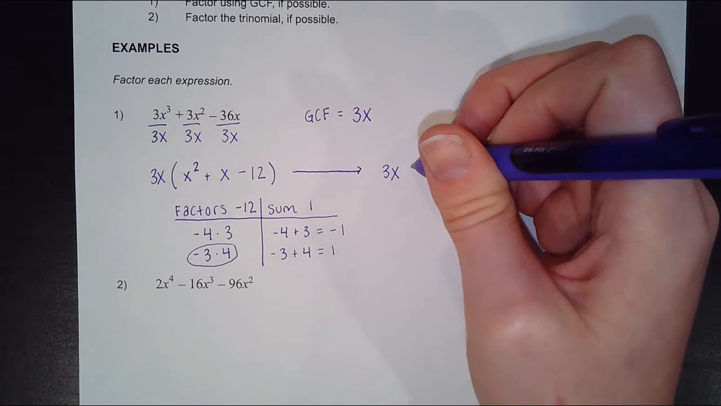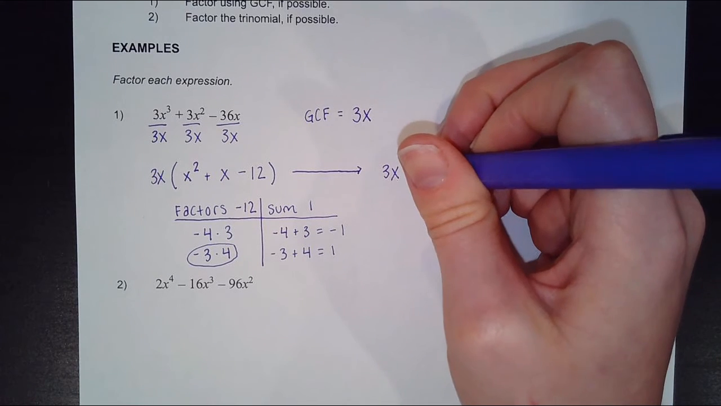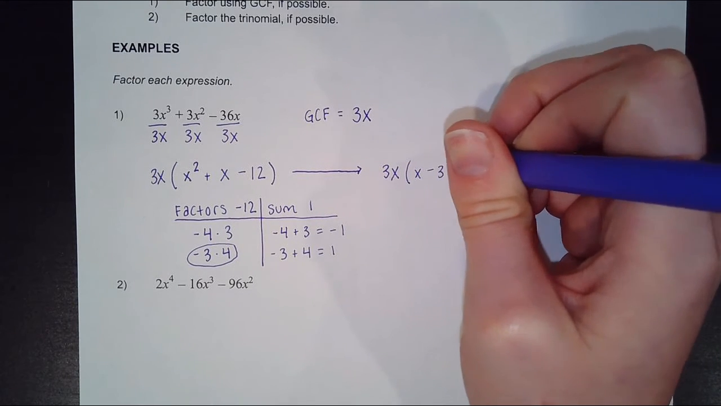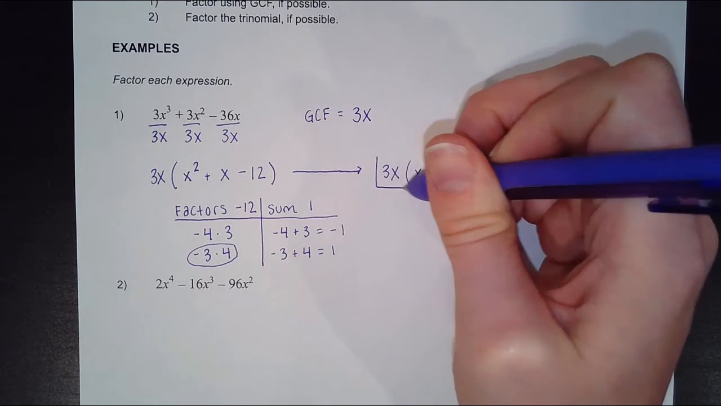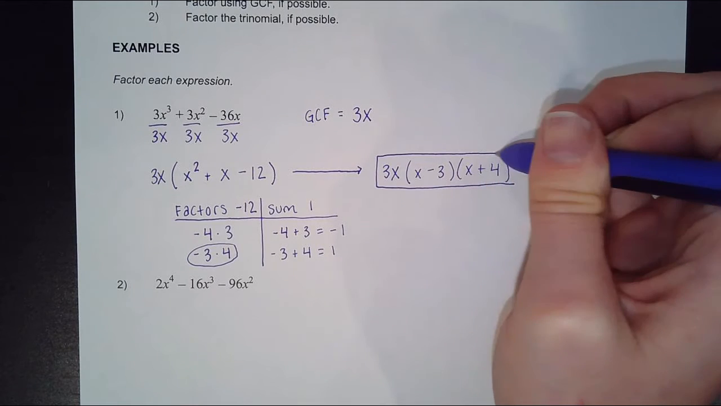So I'm going to write, just next to this greatest common factor here, x minus 3 and x plus 4. So we're kind of changing that trinomial by factoring it. This will be our final answer.